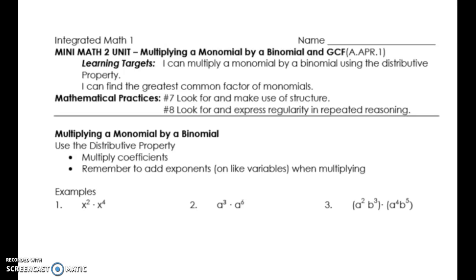Okay, so monomial means you have one term. Binomial means you have two terms. And we'll do some trinomials as well. So you're multiplying one term times something with more than one term, is essentially what that is.